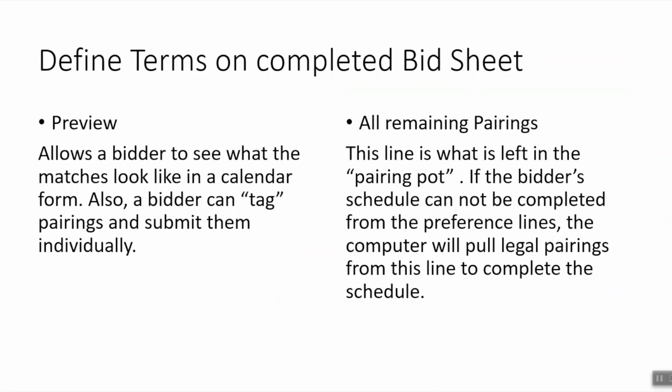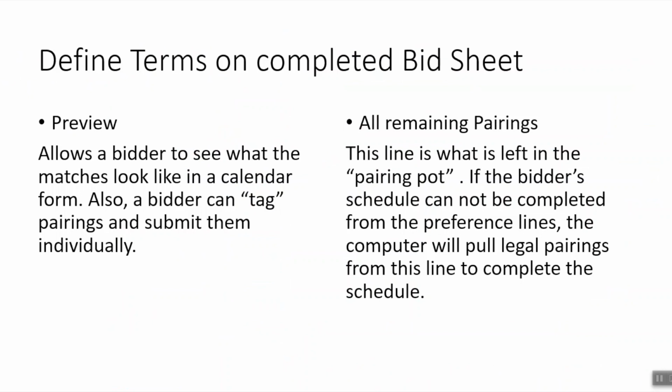So on a completed bid sheet, there is a preview option that lets you look at the preferences you put in. It shows you the pairings in a slightly different format. It actually shows them to you on a calendar so you can see how they might line up. It's obviously not an actual schedule. It's just if you were to get these trips, here's how it would look on a calendar.